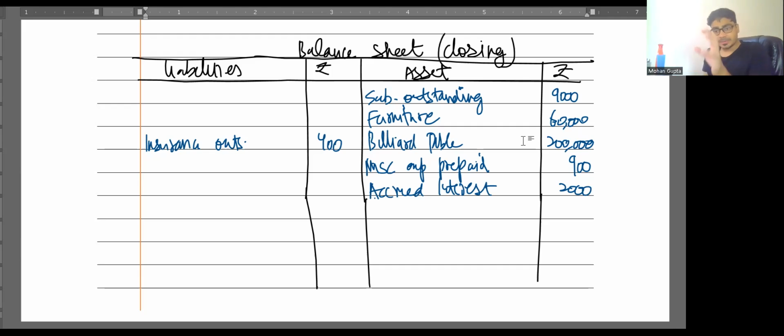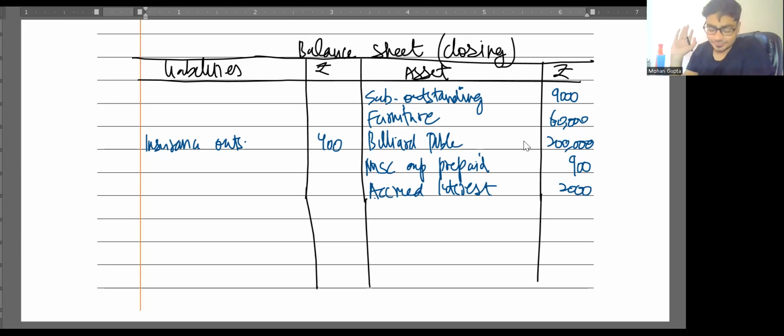Look at the receipt and payment account. Look at adjustments. Look at the income and expenditure account. You will find something. Subscription received in advance at the end. So is that an asset or a liability? It's an asset.